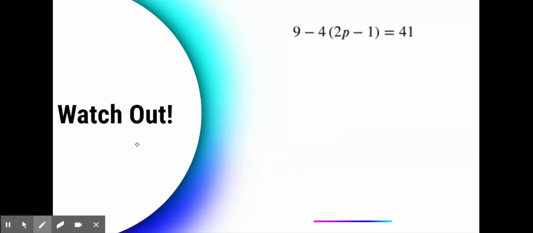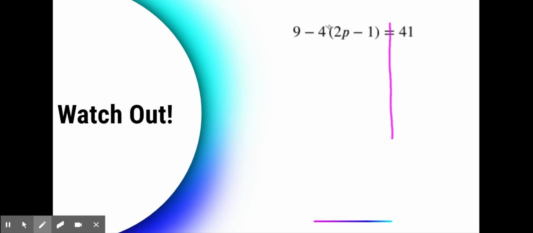Okay, so this one is the same idea. We want to distribute, combine, and solve, but sometimes a problem written in the way this is written confuses people. So look at this: 9 minus 4 times parentheses 2p minus 1 equals 41. This part right here confuses some people. They want to subtract 9 minus 4 and get 5 times 2p minus 1. But you can't do that because of the order of operations.